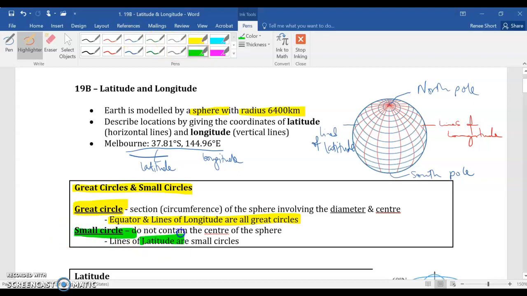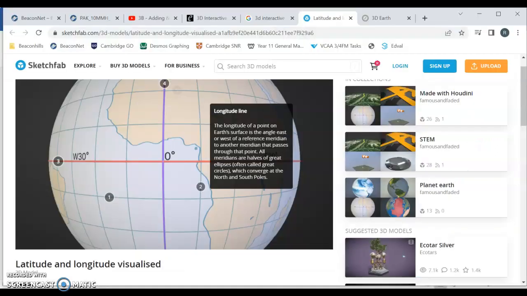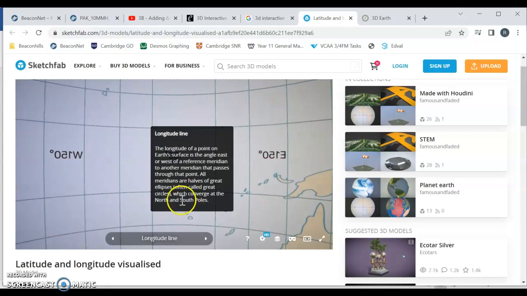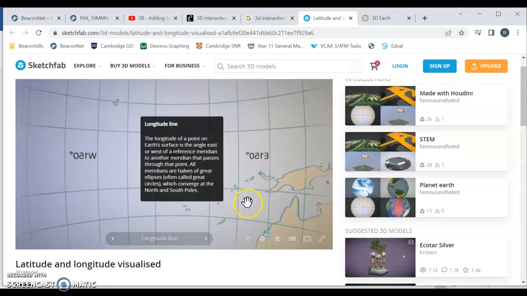So if we think about this for a second, if I cut, sorry, it's very sensitive. Let me just try and zoom back out again.